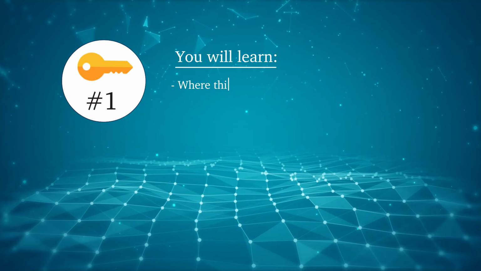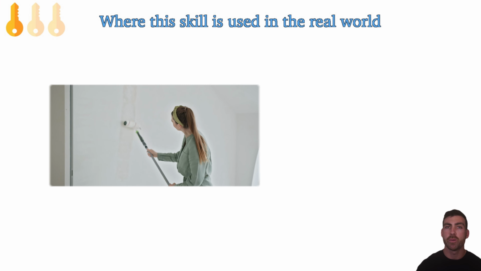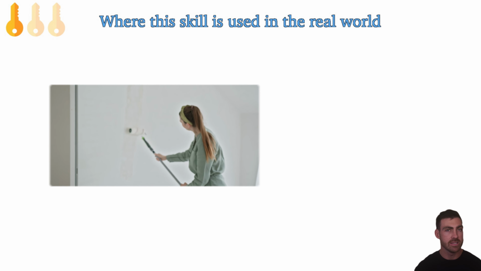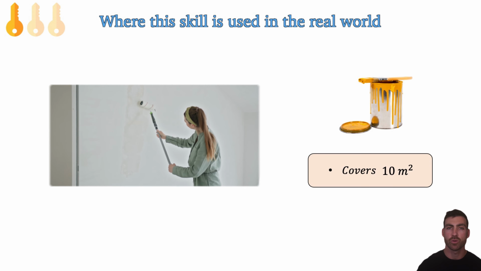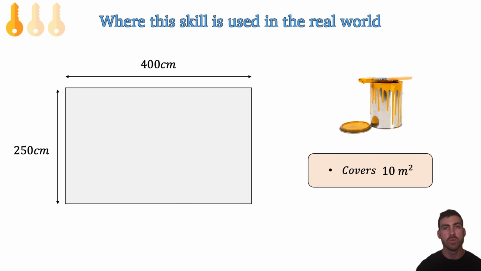In this section, you will learn where this skill is used in the real world. Imagine you're painting a wall, and the paint tin says covers 10 square meters. Seems simple, right? But when you measure your wall, you get 400 centimeters by 250 centimeters. Now we've got a problem. The paint is in square meters, but your wall is in centimeters. So will one tin be enough?